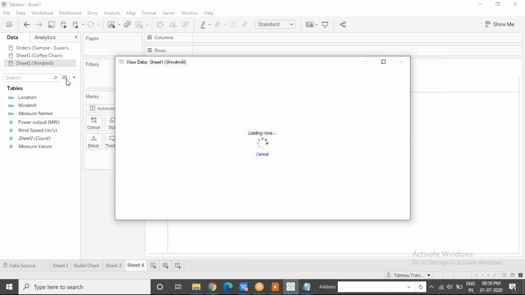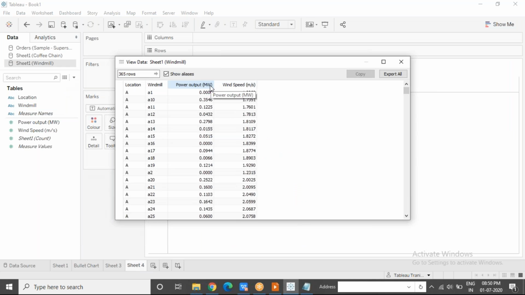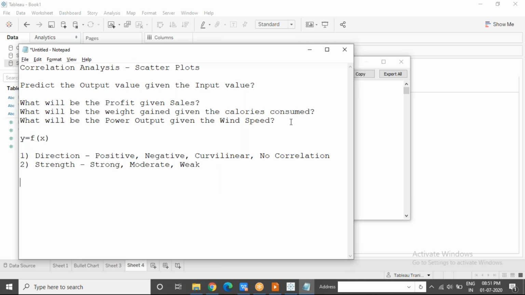So here I have data collected from a power station. Okay, data collected from a power station. We have the power output, which is recorded in megawatts. We have wind speed recorded in meters per second. And what is it that we are expected to do? We are supposed to come up with an equation which will help us predict the power output given the wind speed. So the question we are trying to answer is this.